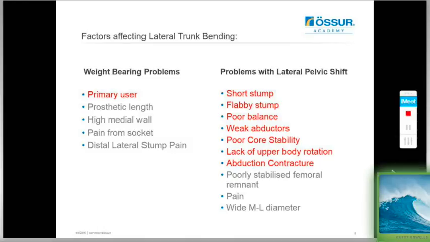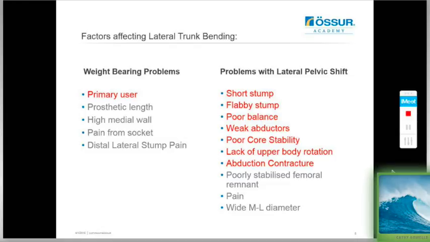So if we look at the weight-bearing problems, they can be simply because the amputee is a primary user and using a prosthesis for the first time. They might have, or probably will have, a tender stump and an inability to weight bear fully on that side. Prosthetic causes can be prosthetic length, whether it be too high or too low, a high medial wall causing pain in the groin, and the amputee is therefore unable to weight bear on the prosthesis. Other pain from the socket, or especially for the transfemoral amputee, distal lateral stump pain.